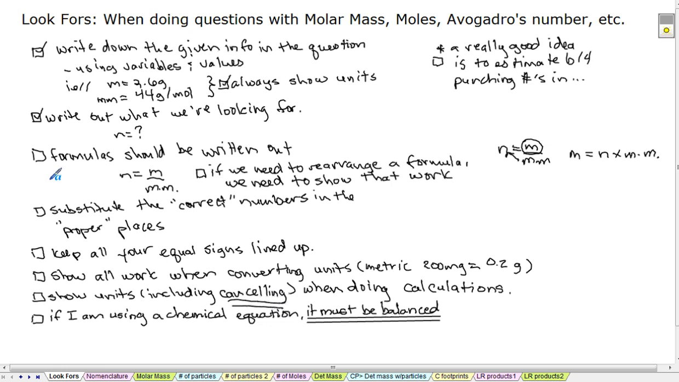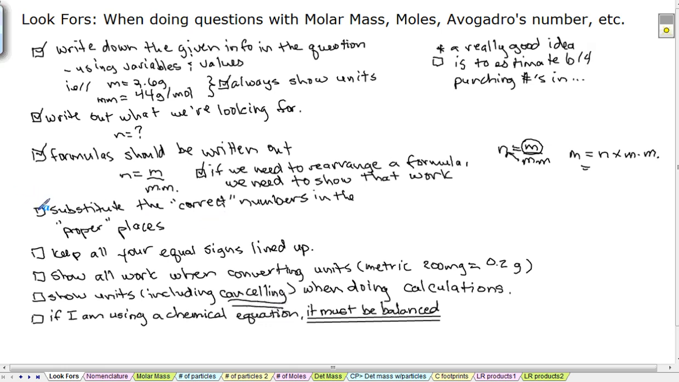Another big thing, your next step, is typically to write out your formulas. And if you need to rearrange the formulas, it's a good idea to show that work. This allows the teacher to see what your thought process is. So here's an example right here, where say we use the formula for moles, which is n is equal to m over M, mass over molar mass. Say I want to try and determine what my mass is, and I'm being given moles and molar mass instead. I show that I just cross multiply the molar mass up and actually show this work, and then the teacher can figure out exactly what your thinking process is there.